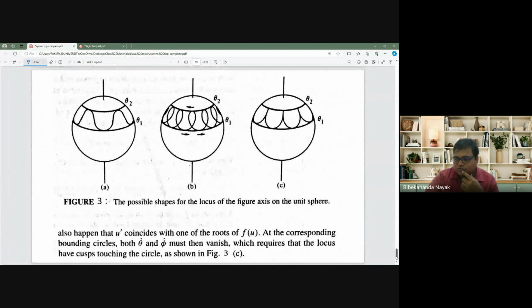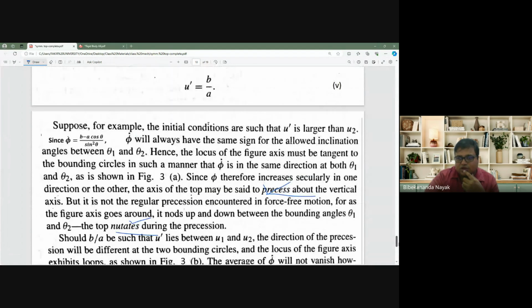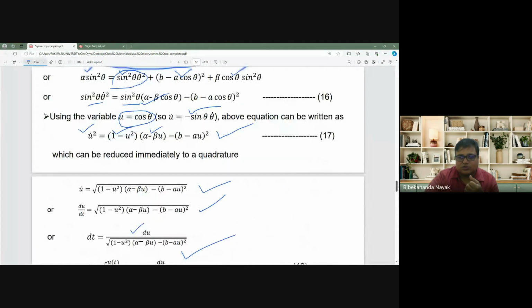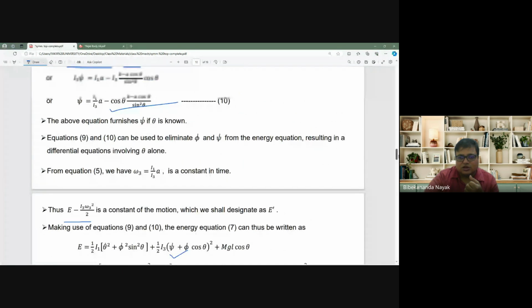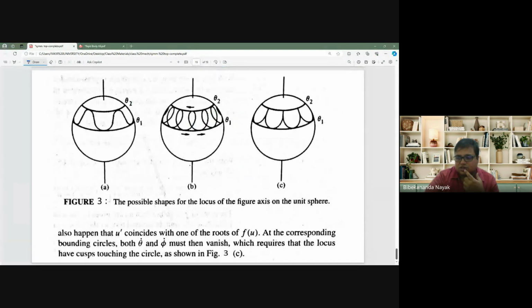Okay, then this is all about your symmetrical top. You read this and see what the implications are, but when a long question comes, then you have to derive this, do the mathematical calculation, then discuss its significance.